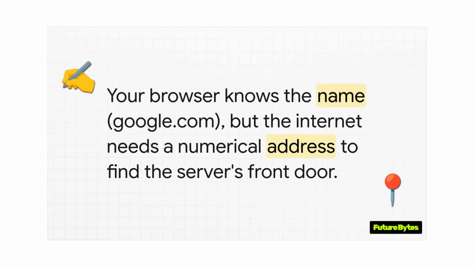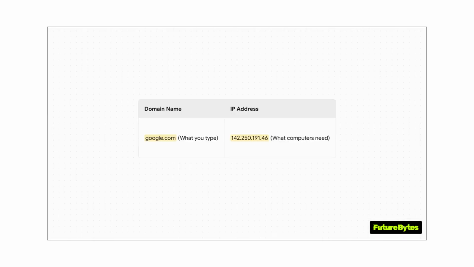So your browser knows the name you typed, but to actually find the server's front door, it needs a very specific numerical address. And this is the translation that has to happen. The friendly name, google.com, has to get converted into an IP address, which is this string of numbers you see here. Every single device hooked up to the internet has one of these. It's basically a unique street address for that specific server on this gigantic map we call the web.